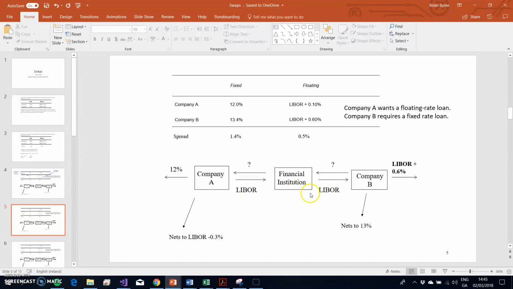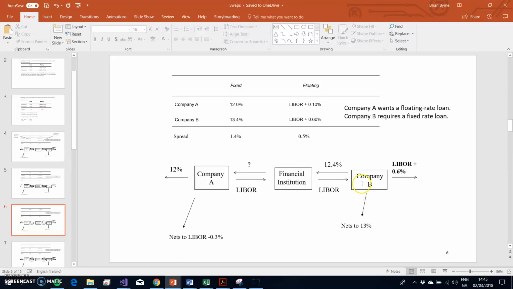So we can take the LIBOR rates as given. We don't have to structure it with LIBOR here, but on the floating side, we might just go with LIBOR for the moment. And then we would say, okay, if B receives LIBOR, pays out LIBOR, what rate overall should B pay here to the financial intermediary so that its net position is 13%?